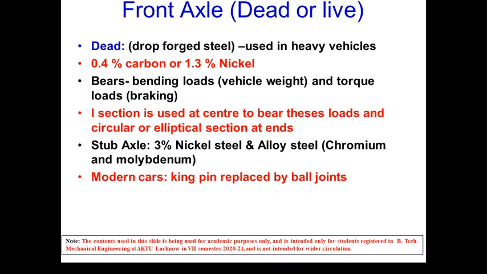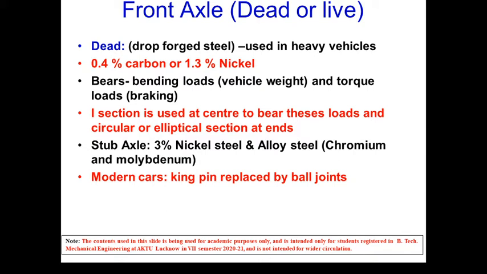So talking about the front axle or dead axle, the dead axle is basically made of drop forged steel, and that is used in heavy vehicles. That dead axle consists of 0.4% carbon or 1.3% nickel. It is generally used on the front side of the car, and it bears the bending loads, which depend upon the section that we are using. It bears the bending load due to vehicle weight, and torque loads due to braking.